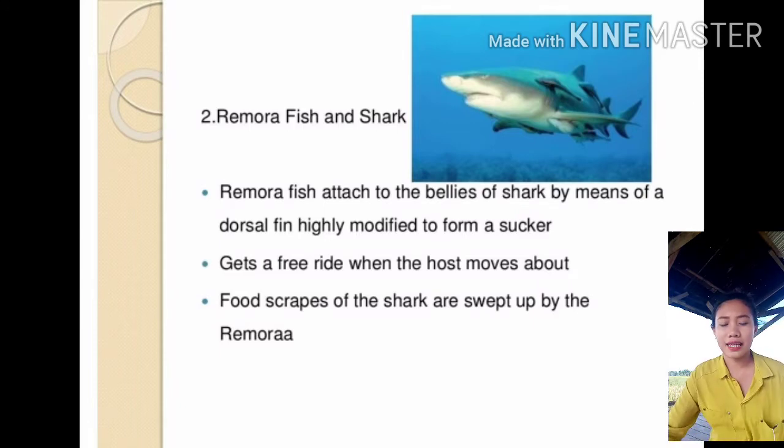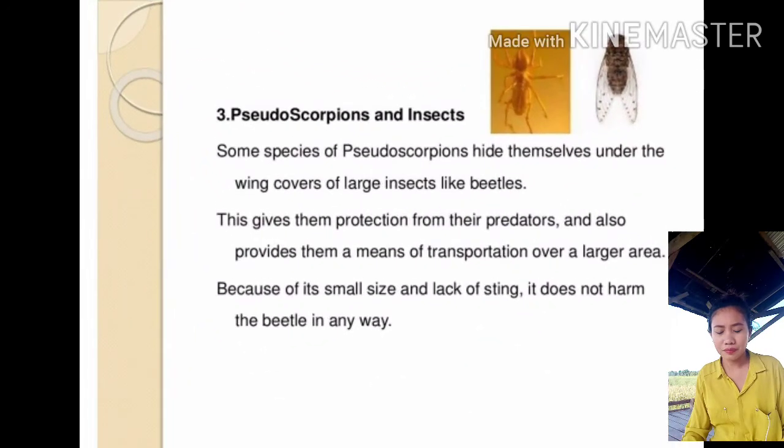As the shark eats its prey, the remora fish as well was able to get that food. The shark was able to give them the food and helps them to survive in that area.